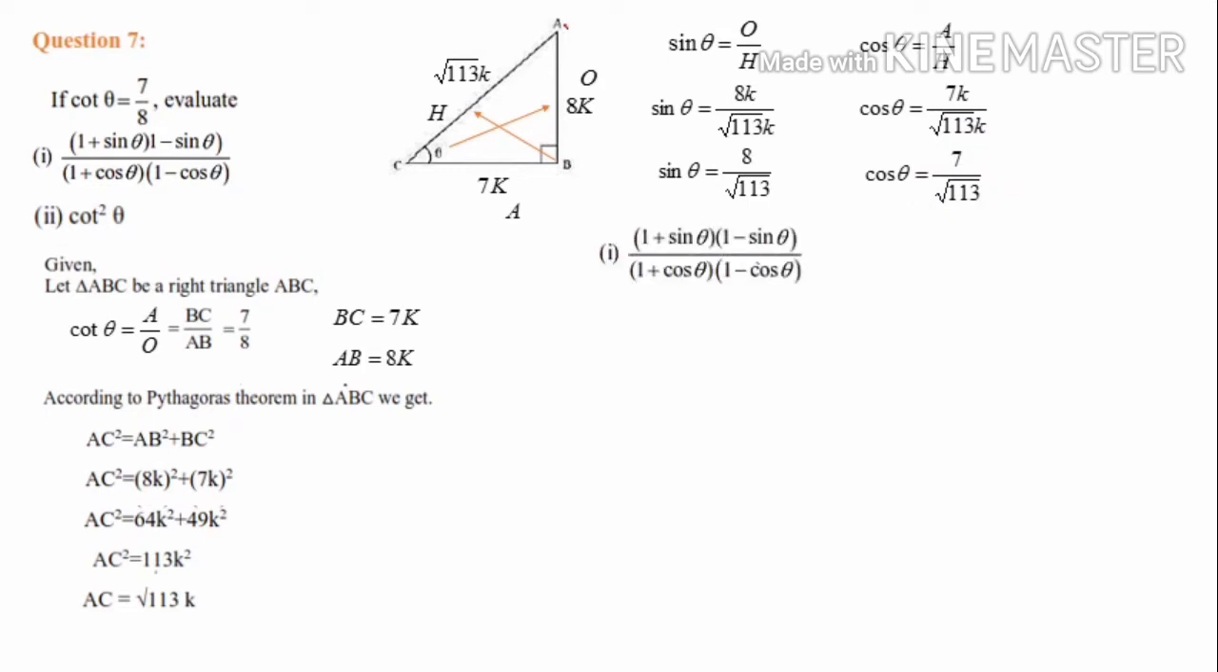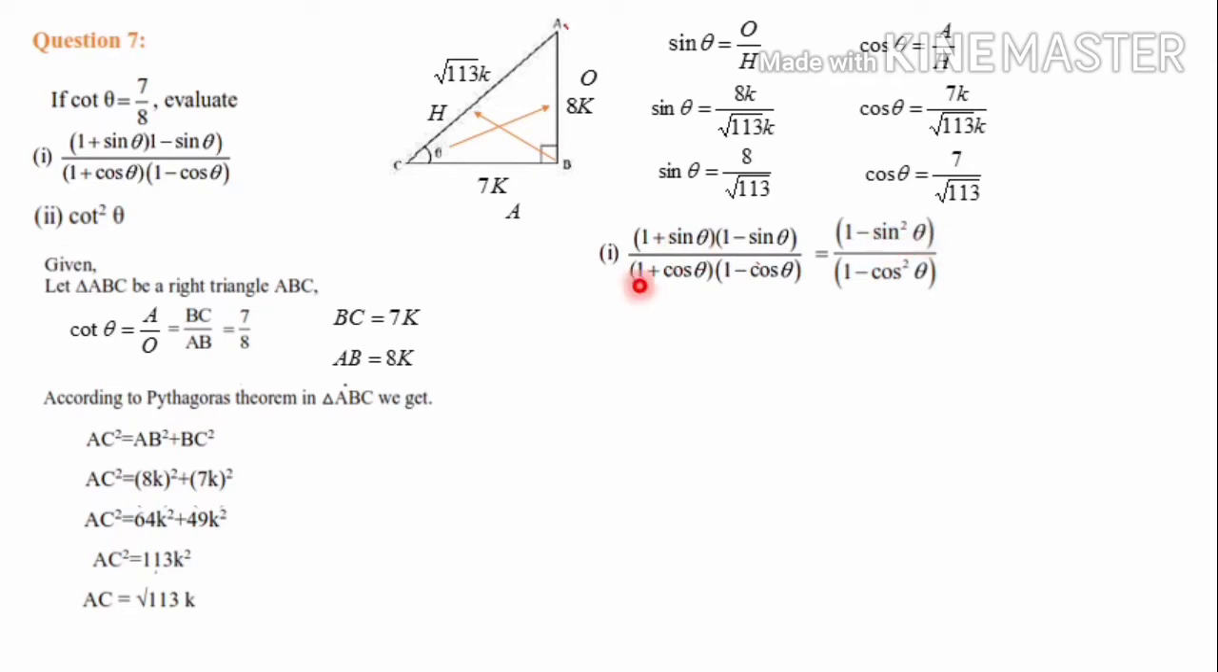Now go for the first question, that is (1 plus sine theta)(1 minus sine theta) divided by (1 plus cos theta)(1 minus cos theta). A little bit of simplification we have to do. (a plus b)(a minus b) is a square minus b square. That formula we have to use, that is 1 minus sine square theta. Here a is 1, so 1 square is 1, b is sine theta, so b square is sine square theta.